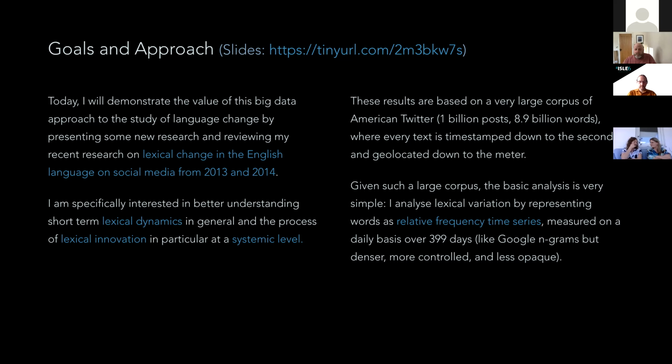This is all based on a single corpus, a very large corpus that I've worked with a lot. It's from 2013 to 2014, and it's American Twitter. It's about 1 billion posts and about 9 billion words.